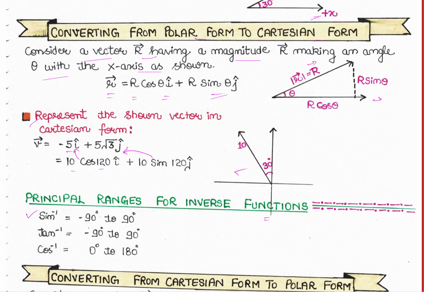Now the principal ranges for inverse functions. We know sine inverse ranges from minus 90 degree to 90 degree, tan inverse ranges from minus 90 degree to 90 degree, and cos inverse ranges from 0 degree to 180 degree.